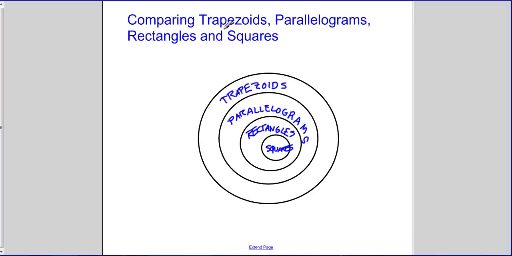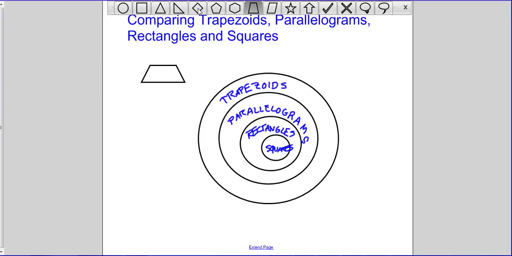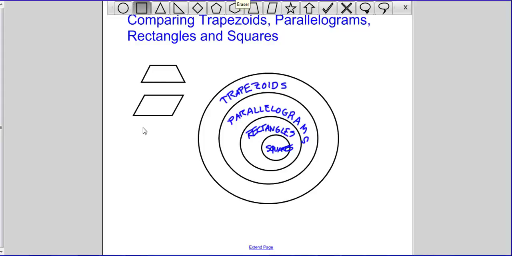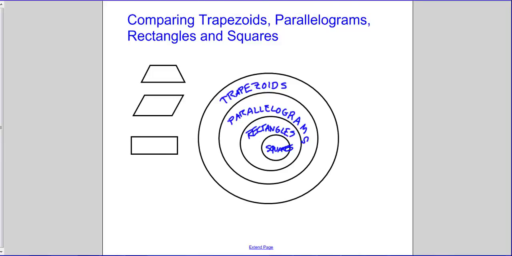So in previous videos I've talked about squares, rectangles, parallelograms, and triangles, but triangles don't actually fit in this categorization here because they have only three sides. All these figures have four sides. Well, remember, the trapezoid is a four-sided figure. A parallelogram is a four-sided figure. A rectangle is a four-sided figure. And a square is a four-sided figure.